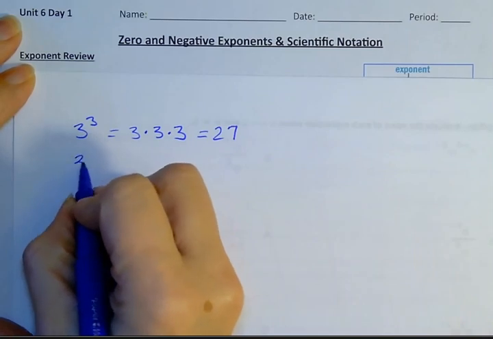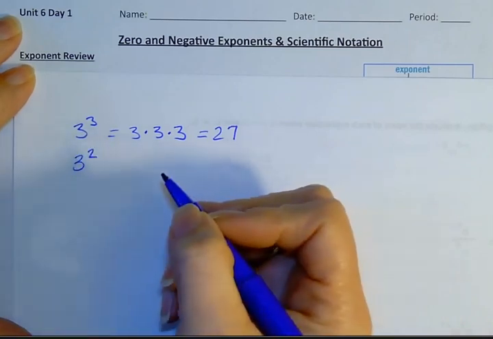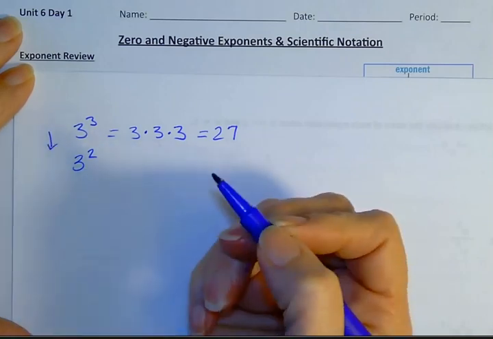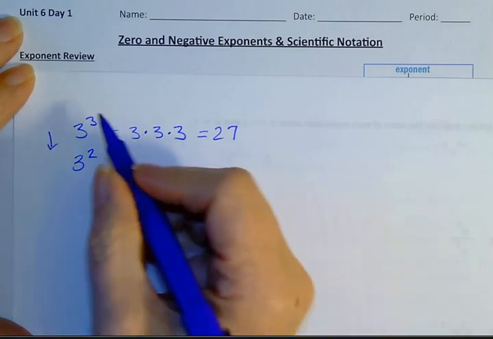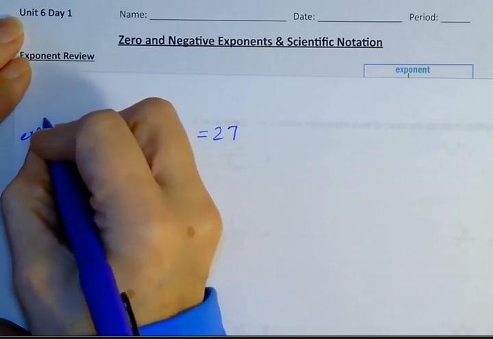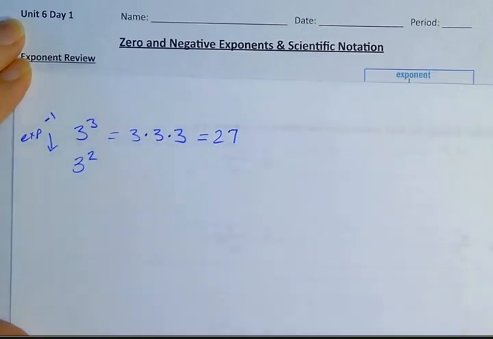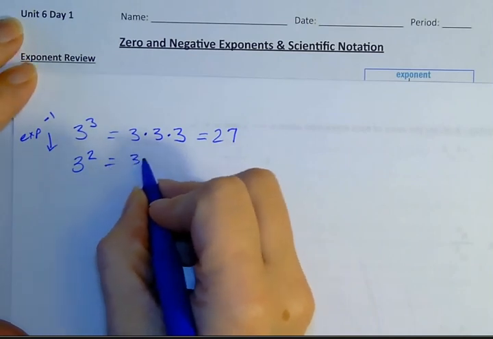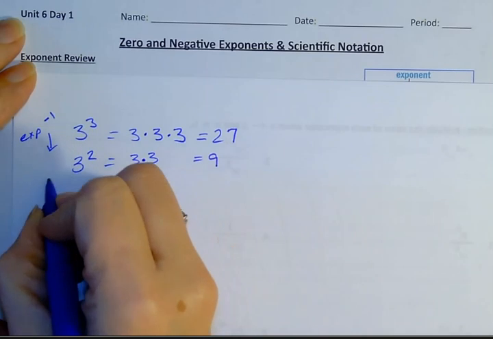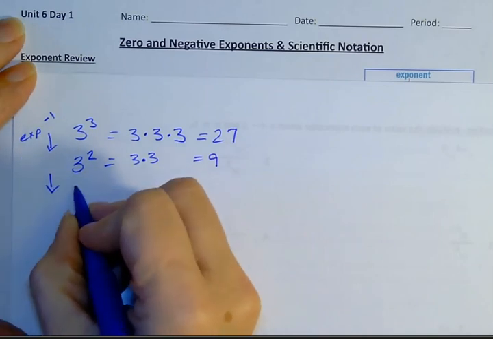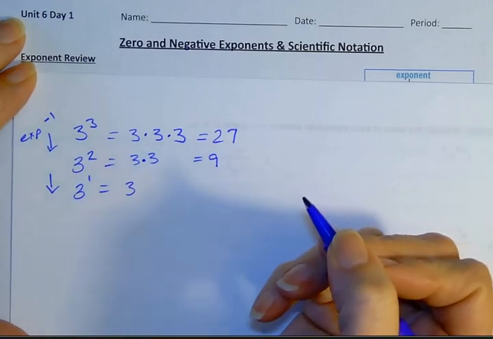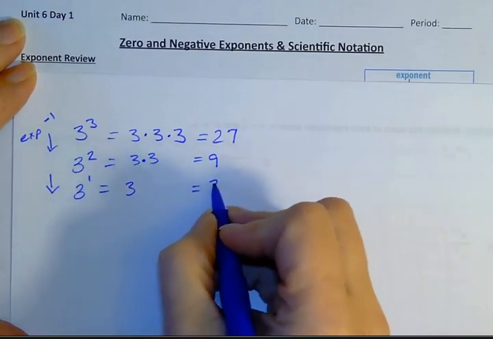Okay, my next item is 3 squared, 3 to the second power. So notice that I've decreased my exponent by 1, right? I went from 3 to 2. Exponent minus 1 is what we're doing here. Okay, what this means is 3 times 3, and 3 times 3 is 9. I'm going to decrease my exponent again, so I'm going to say 3 to the first power, and I now just have 3 hanging out right there. Okay, and of course 3 is 3.